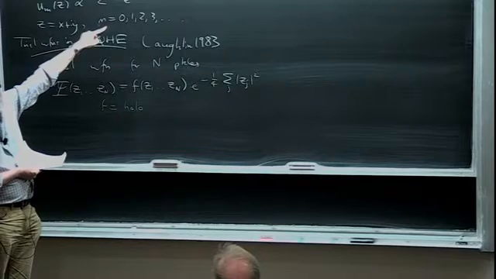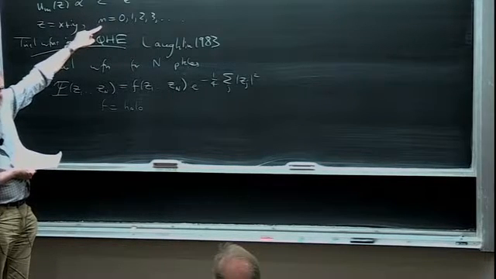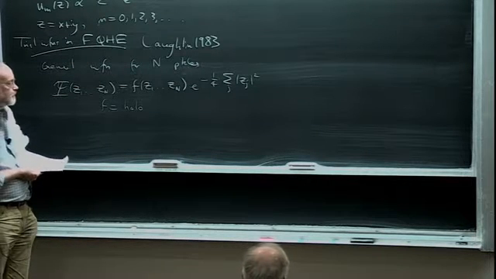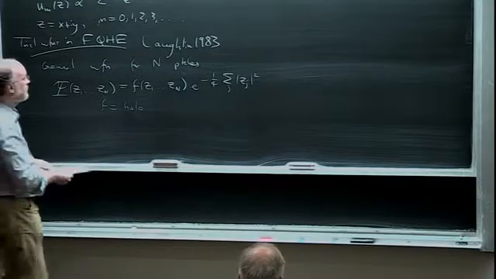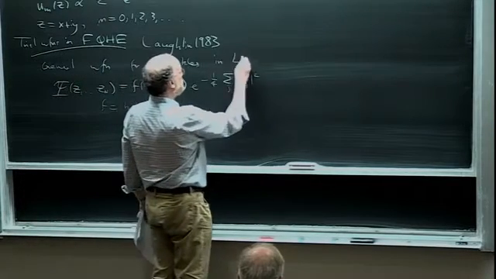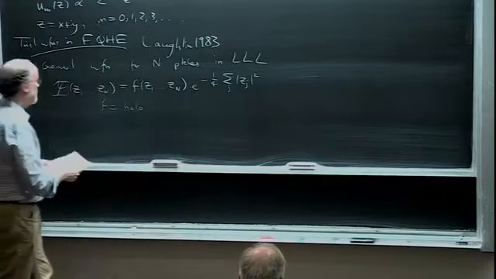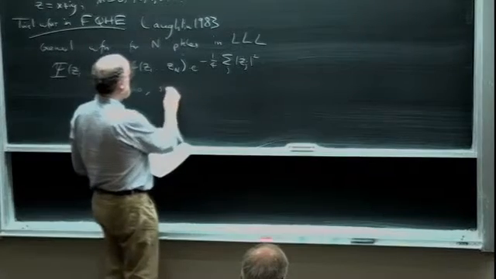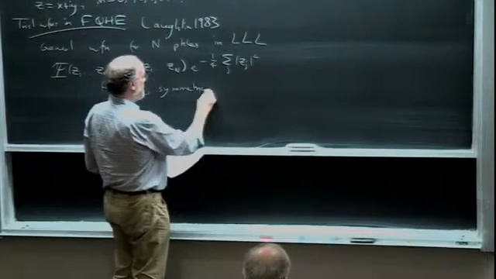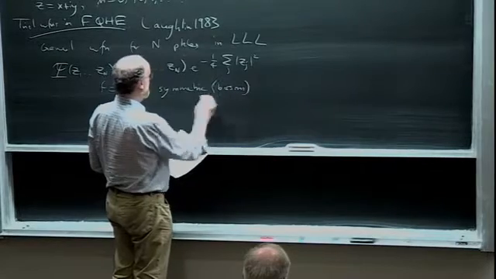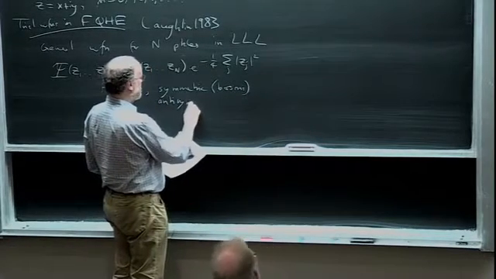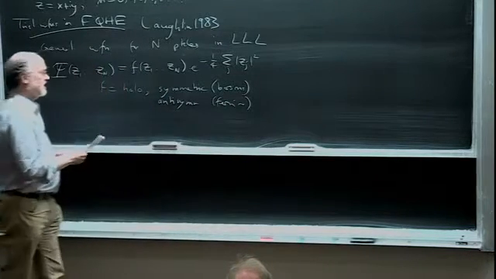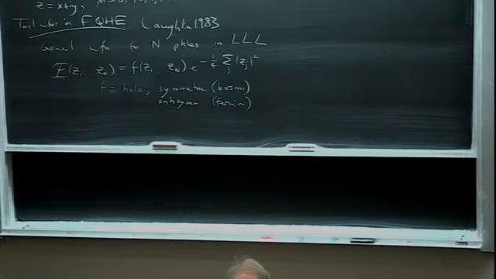These are functions in the lowest Landau level. So these many-particle functions are lowest Landau level functions. f is a holomorphic function, and f will have to be a symmetric function for bosons and an anti-symmetric function for fermions. So these underlying particles are just ordinary particles, either fermions or bosons.